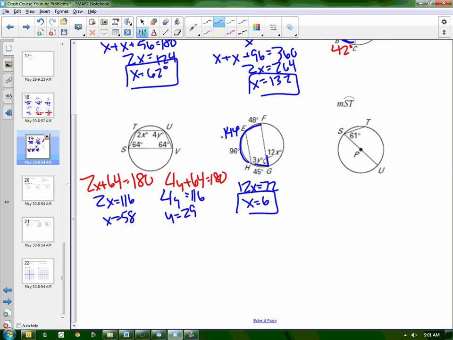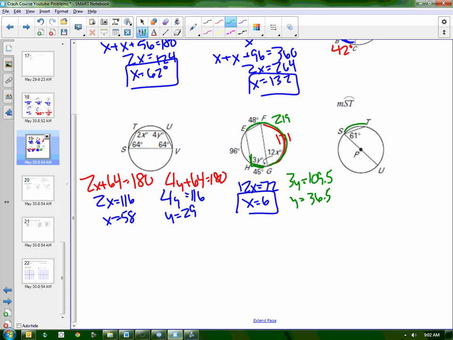For the other one, I'm going to have to do a little bit more work and first find this. So FG has to be 171, and I know that because I know all the other arcs, and I know that they have to add up to 360. So if you do 360 minus 45 minus 96 minus 48, you get 171. Then I'm going to add up 48 and 171 because this angle opens up to form that arc. So those form 219 degrees. The angle is half the arc, so I'm going to do 3y is half of 219, which is 109.5. That's a lot of work to get it set up, but then to solve, you just divide both sides by 3 and get 36.5 for y.